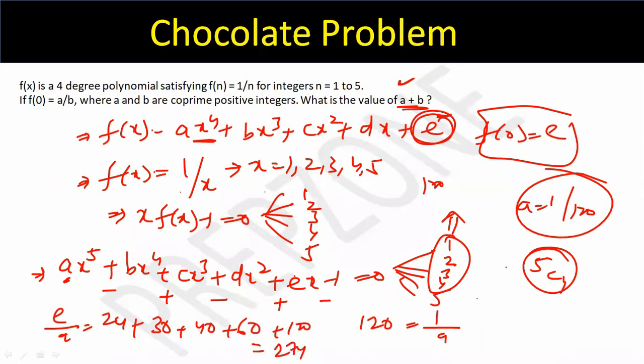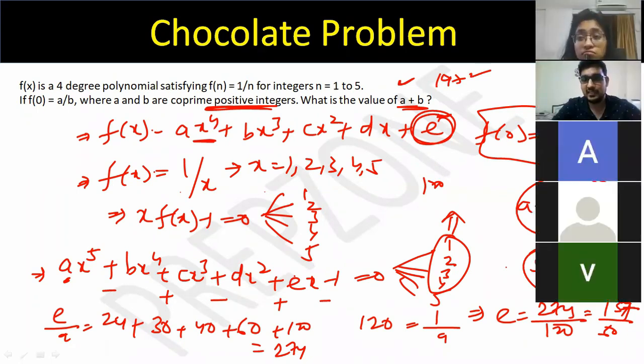Theek hai? So E is nothing but 274 into A. A was 120. So 274 upon 120. But it is given to you, A and B are co-prime positive integers. So this is 137 by 60 is the value of E, which means A is 137 and B is 60. So A plus B is nothing but 197. Again, I think this was like the question that involves everything.